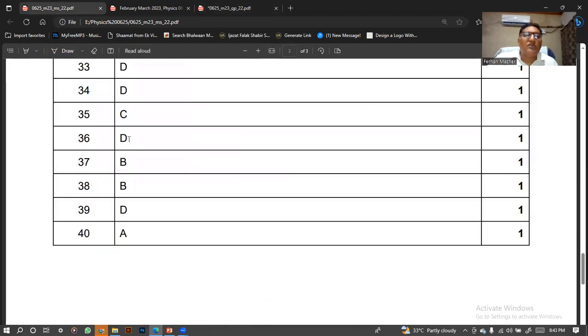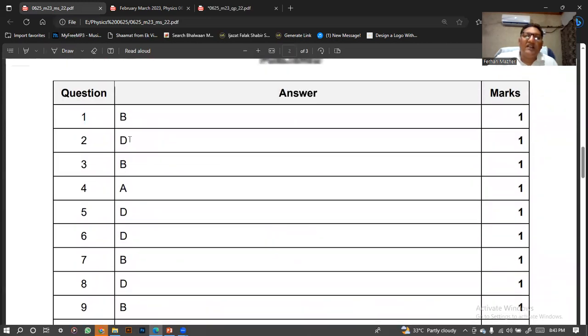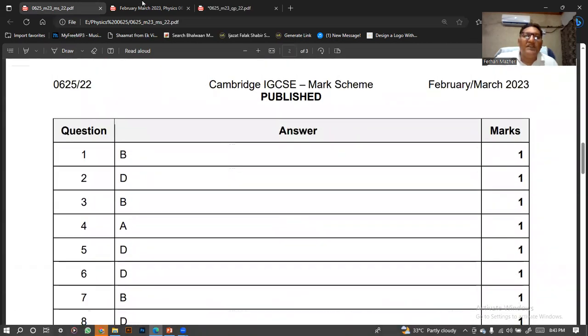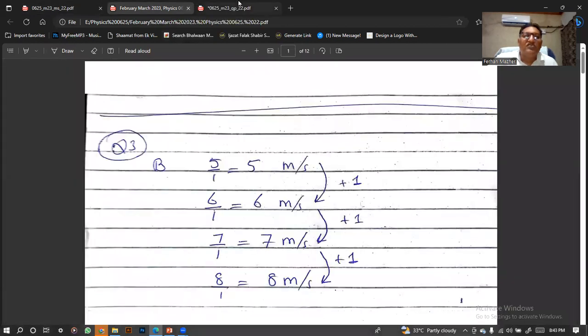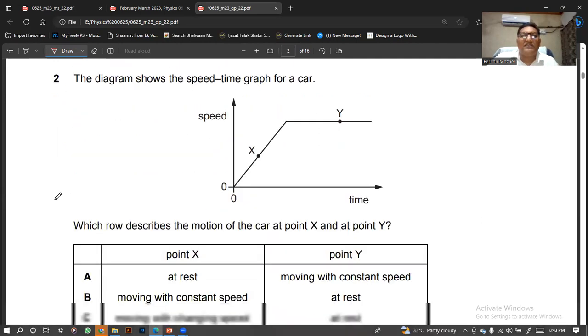Let's check. We are talking about question number one. And my dear students, question number one, B is the right choice. So we have to pick the list in which two quantities are vector and two quantities are scalar. So B is the right choice.